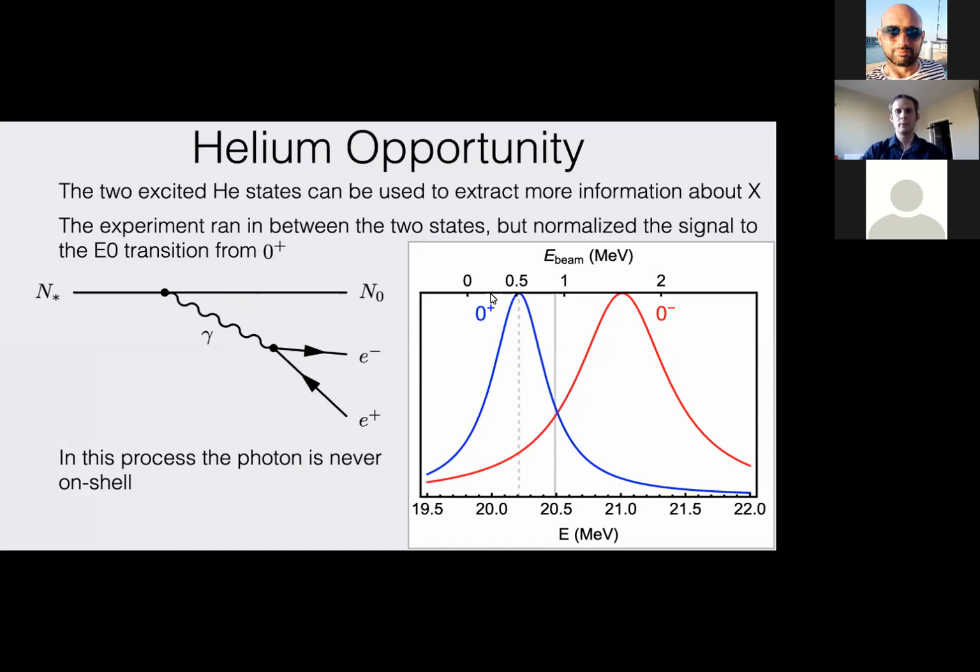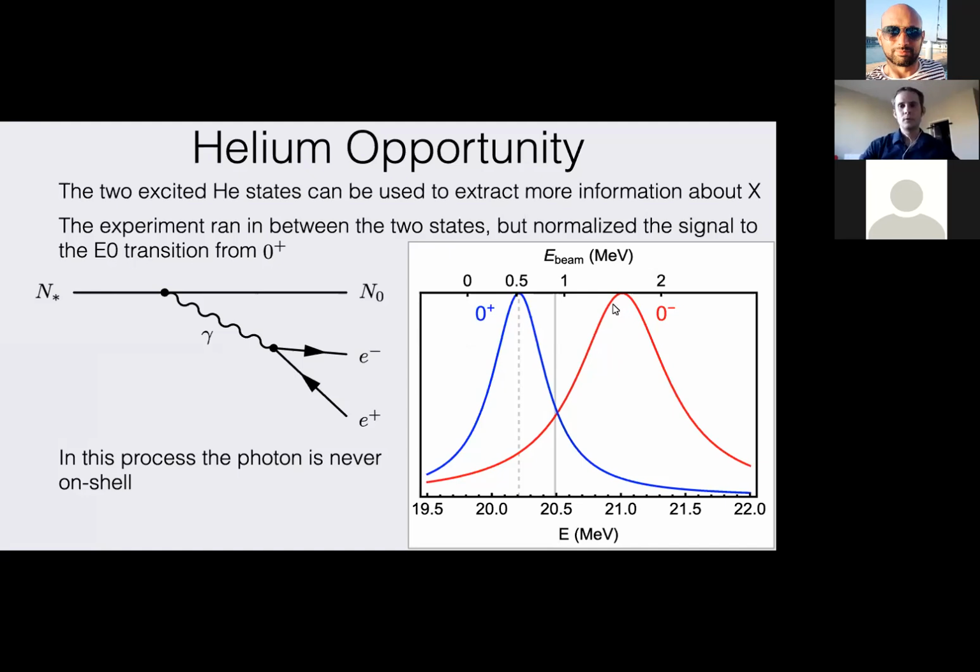So anyway, they ran in between the 0 minus and the 0 plus states. And then they use the E naught transition, which comes completely from the 0 plus state, to normalize the results they hoped they were getting from the 0 minus state.